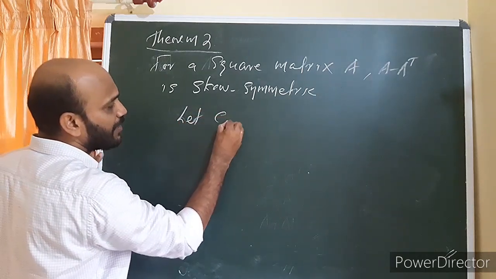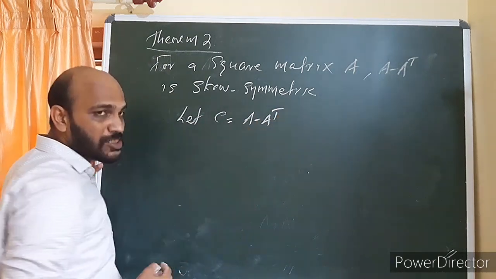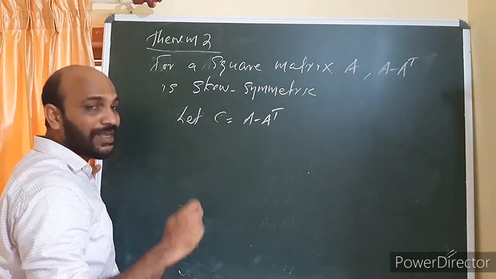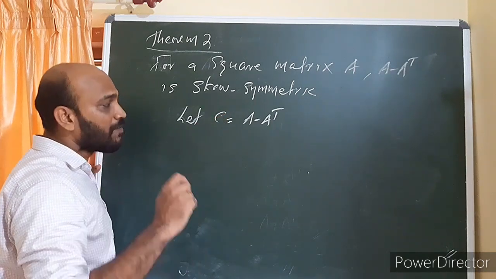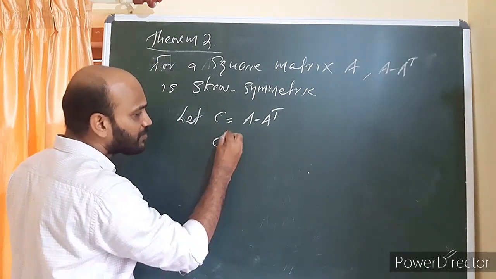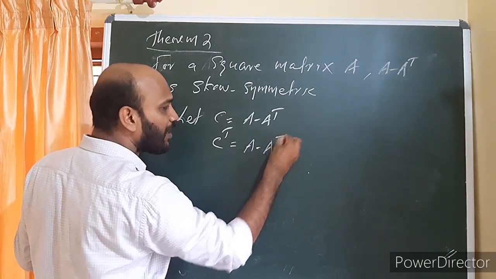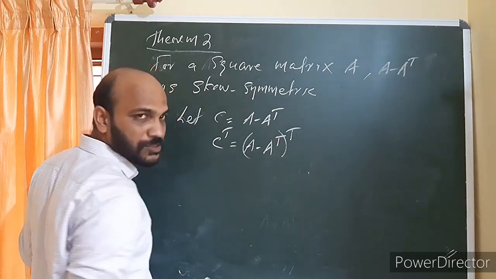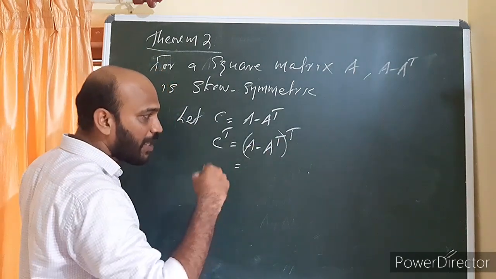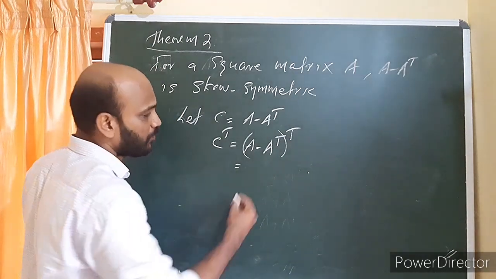Let C equal to A minus A transpose. So A minus A transpose is a matrix. So C is a matrix. Now we want to show that C is skew symmetric. That means we want to show that C transpose equal to minus C. So find C transpose. C transpose equal to A minus A transpose whole transpose. Now here you have to use the property of transpose. A minus B whole transpose equal to A transpose minus B transpose.